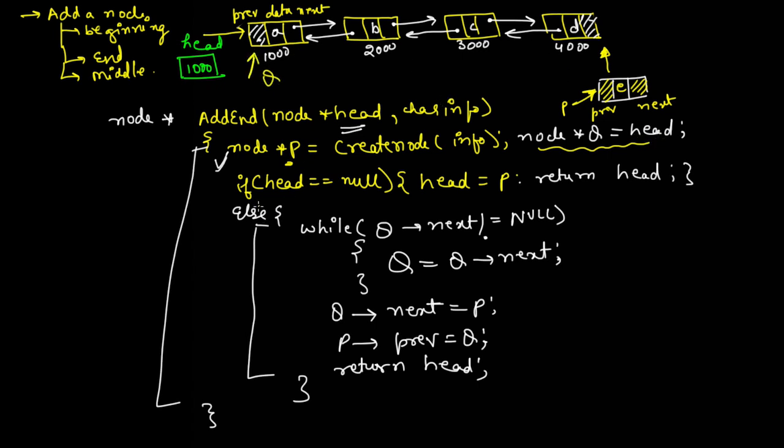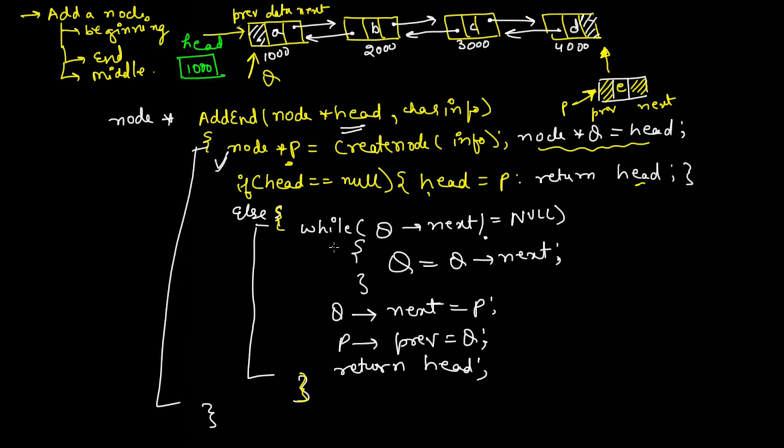Then we check if head is equal to null, that means if the linked list is empty, then you can easily add this node at the head. That means you have one single node in the linked list, and then you can return the address of the head. But if the linked list is not null, in that case we have to execute the else condition, the statements within the else braces.